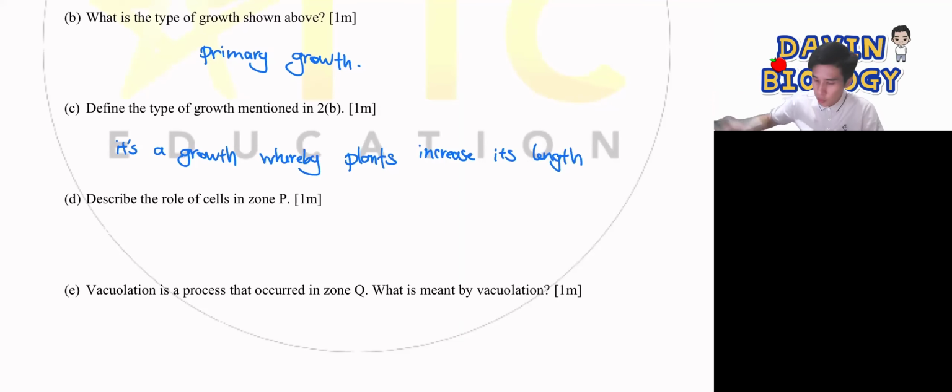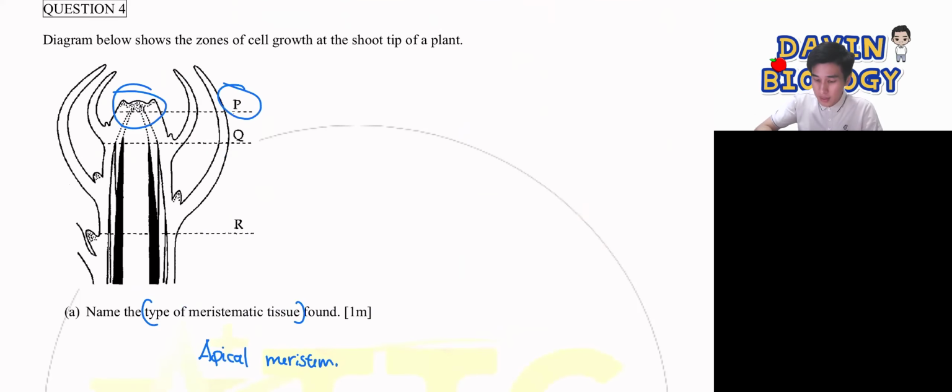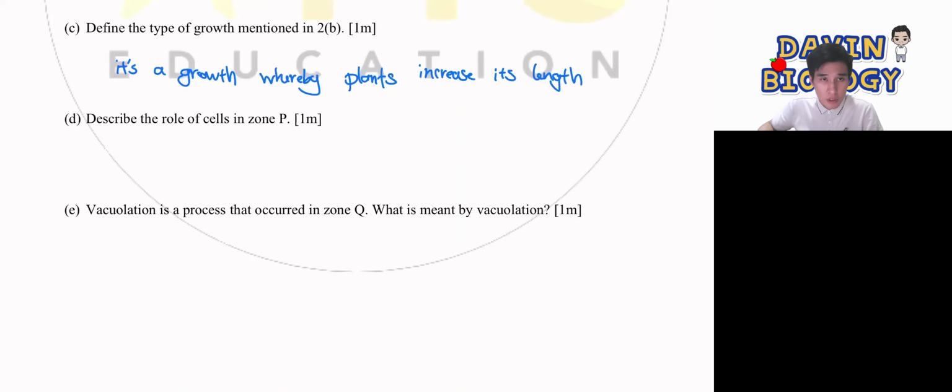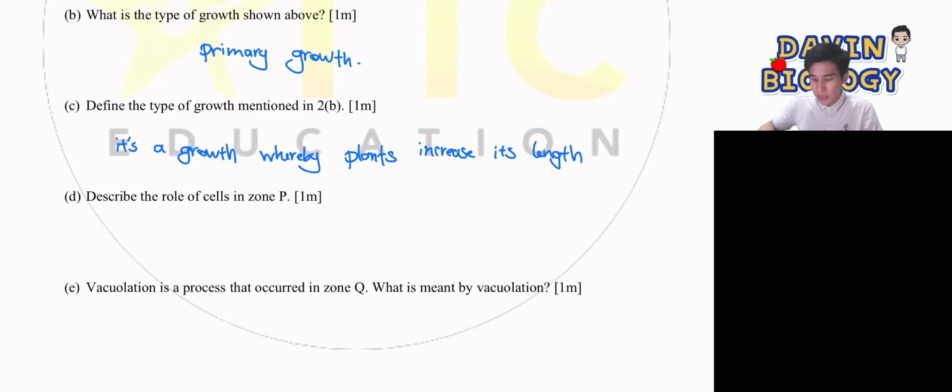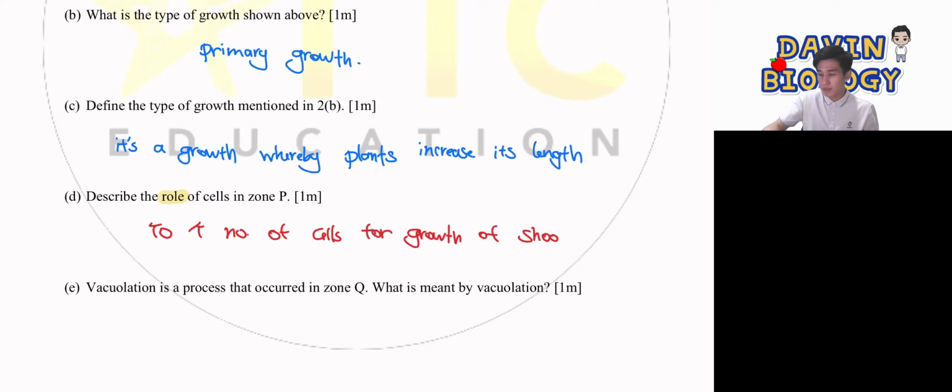The role of cells in zone P. So what is P? P is cell division, right? So what's the role there? Basically, mitosis. Why do they want mitosis? They want the role. Because the reason is to increase the number of cells. Yes, exactly. So you don't go and say, oh, mitosis. Mitosis is their process. Why do they want mitosis? Because they want to have more cells to grow. So you can mention both of these together. It's to increase the number of cells for growth. Yeah, this question is very simple.